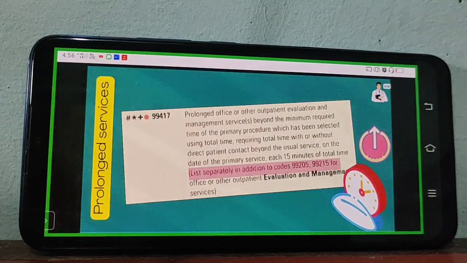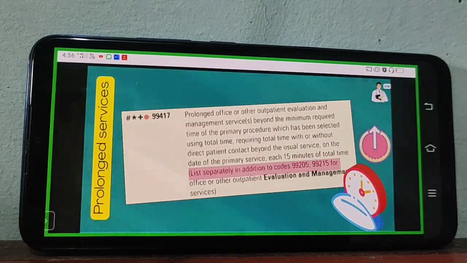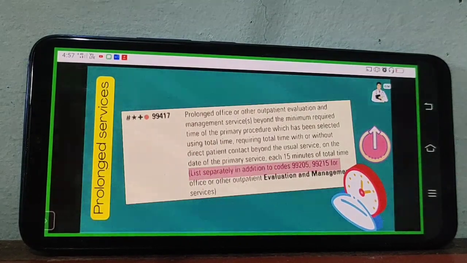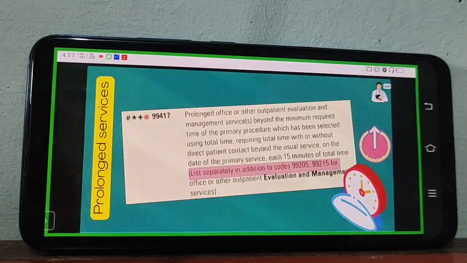Ma'am, is this code for both established patient and new patient? Yes, both. See, this add-on code is for both new patient and established patient, but only for OP. Only for OP. Okay, clear? Any doubt? Yes.